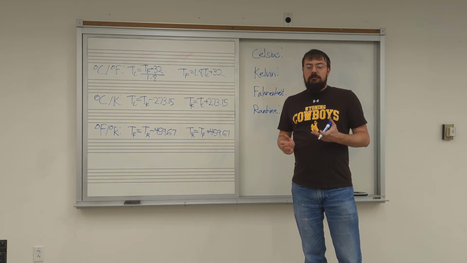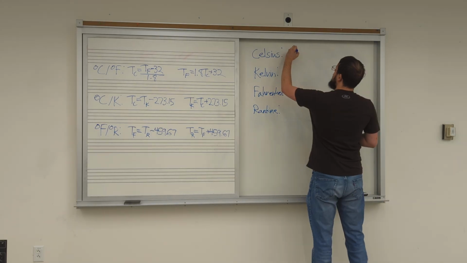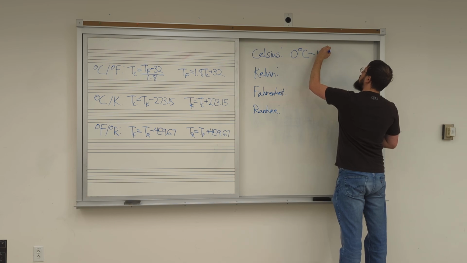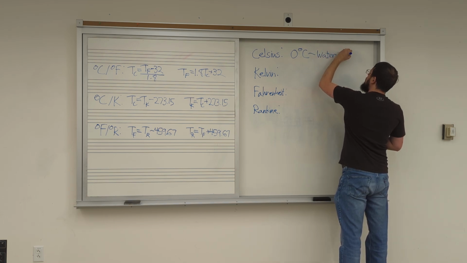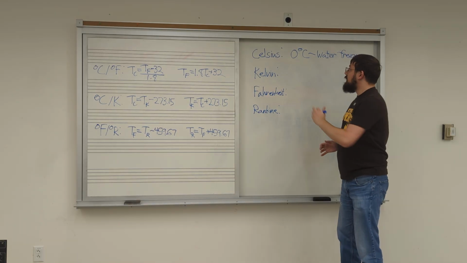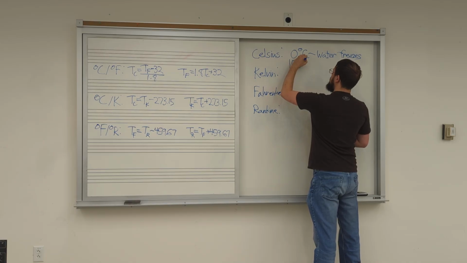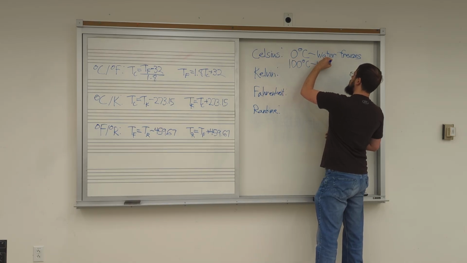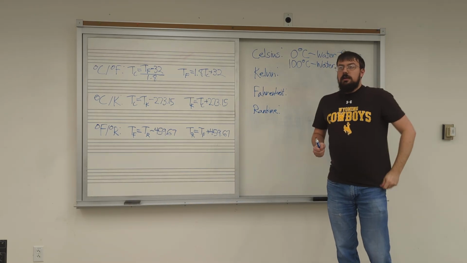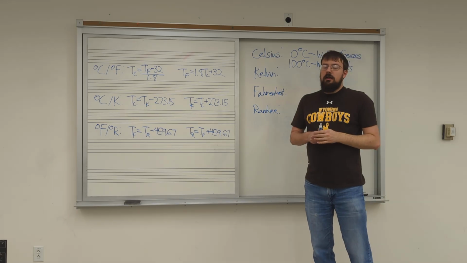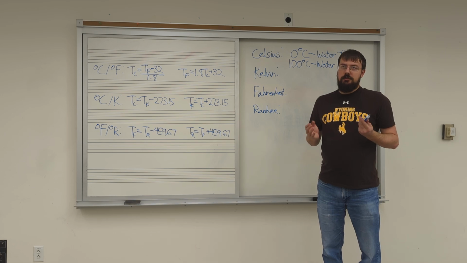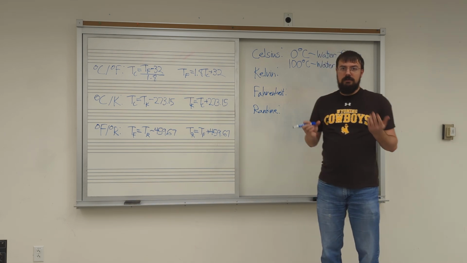The Celsius scale is a temperature scale where 0 degrees Celsius is the freezing point of water, and the boiling point of water is 100 degrees Celsius. This is the most commonly used temperature scale in most countries besides the US, where we tend to use the Fahrenheit scale a lot.